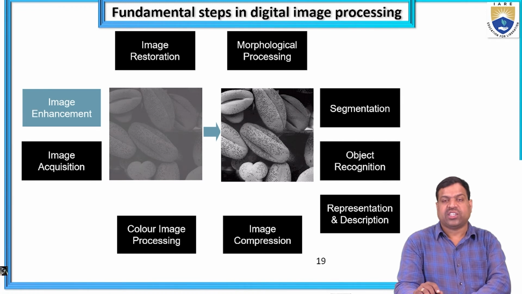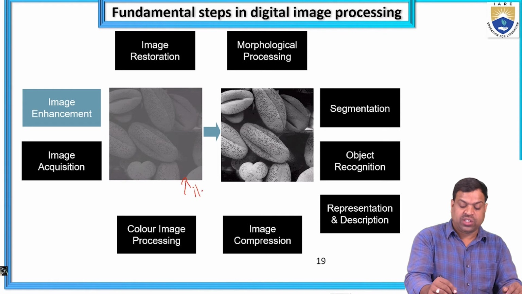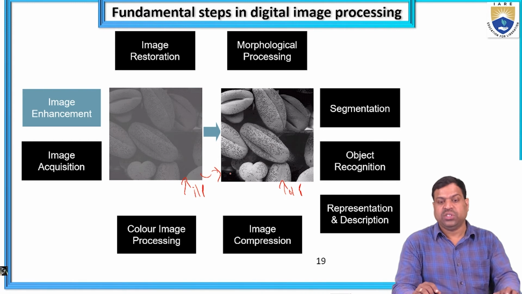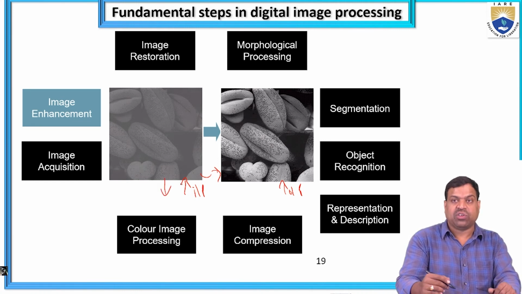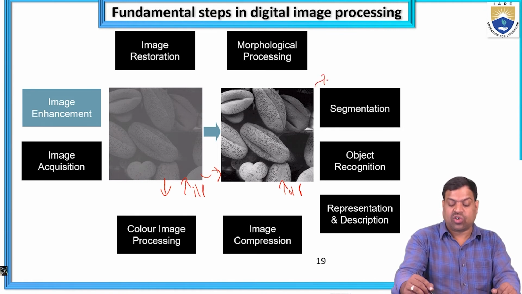Next, image enhancement. Suppose this is the input image and this is the output image. What is the difference between input and output? In the input, the brightness is increased. There is more brightness, and that is the reason I am not identifying the image. There is no clarity, because the brightness is high. So I decreased the brightness. After reducing the brightness, it is a normal image.